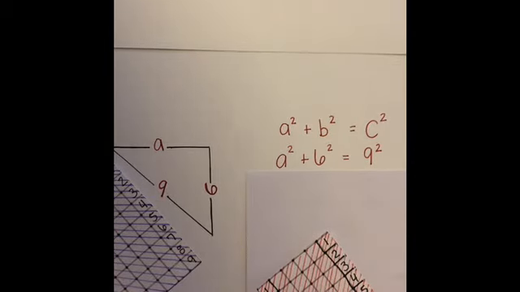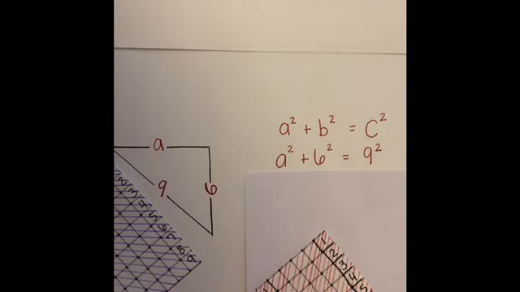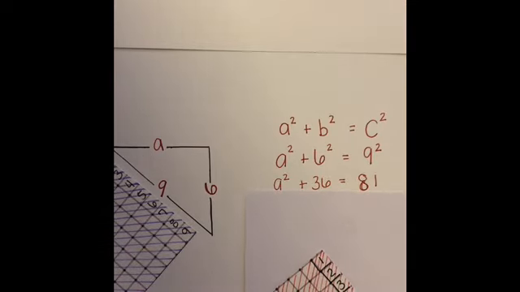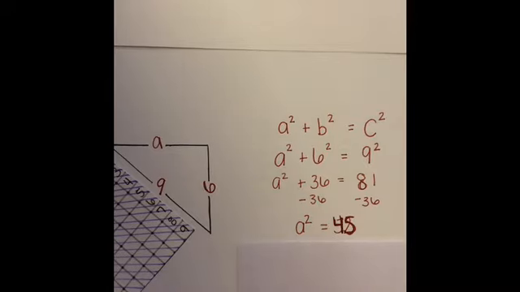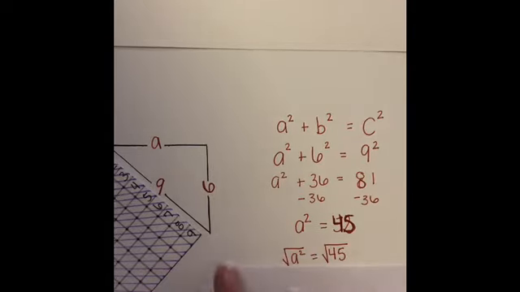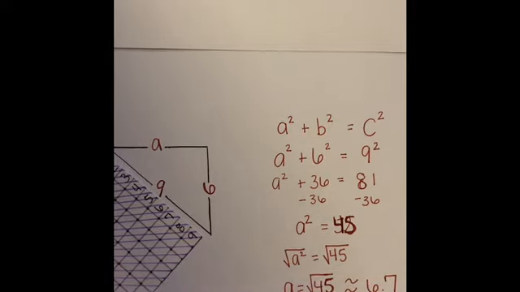Now we need to solve for a squared. We do this by squaring the 6 and squaring the 9, which would give us a squared plus 36 equals 81. Then we need to subtract the 36 from each side of the equation, and we would have a squared equals 45. Now we have to take the square root of both sides to get rid of the square on a, which would give us the square root of 45, which is approximately 6.7.